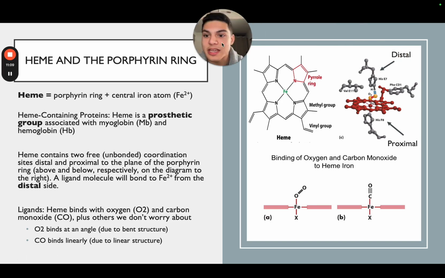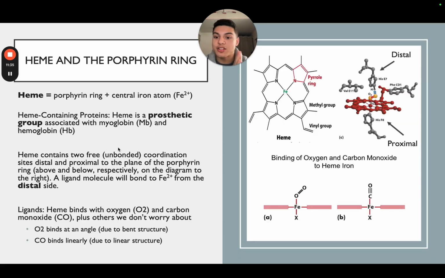Okay, so moving on to the heme and porphyrin ring. So a heme is essentially this porphyrin ring with the central iron atom inside of it. And keep in mind the charge. This becomes important because of the his residues, which we'll go into, that keeps it locked at Fe2+. So the heme-containing proteins, heme is a prosthetic group and is associated with myoglobin and hemoglobin. And essentially it's like a functional component of the group itself.